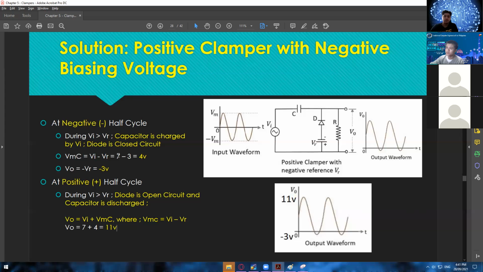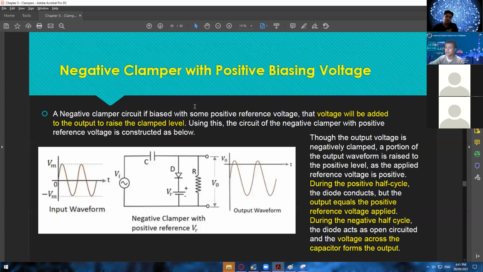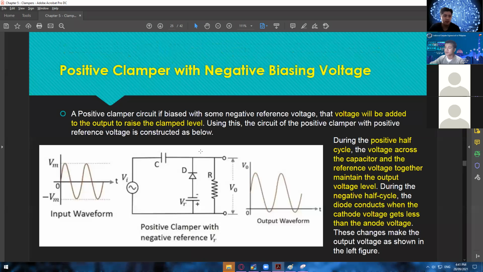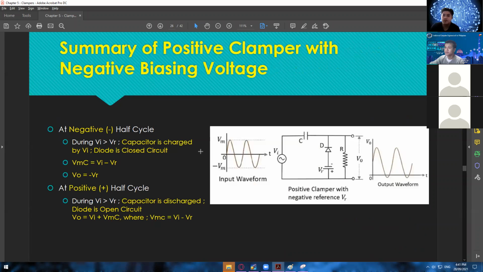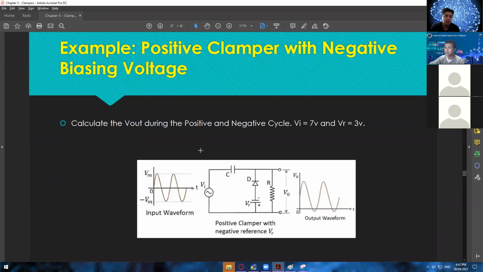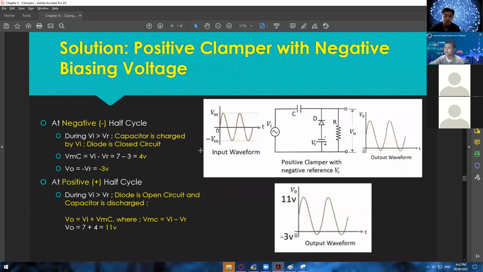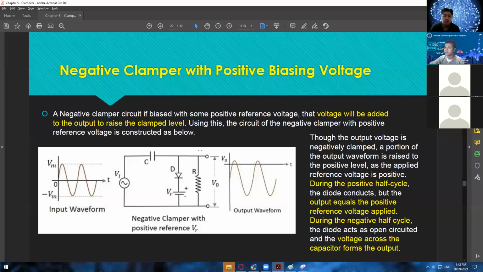Anyway, that's it for this example. And then let's now proceed to positive biasing voltage. Where did we start? Positive clamper with positive biasing voltage. And then the next one is with negative biasing voltage. So we're now done with positive clamper with positive and negative biasing voltage. Let's now proceed to negative clamper with positive biasing voltage.